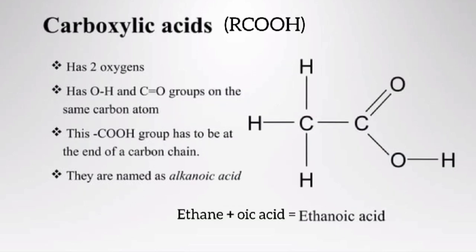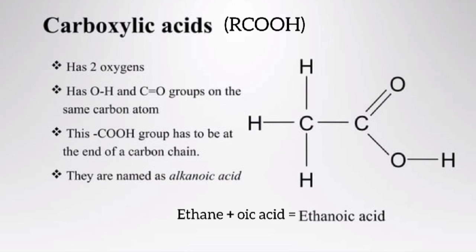The next functional group is carboxylic acid. RCOOH is the general formula. Here also you have 2 oxygen atoms. You can find that there is one OH group and a C double bond O group that is attached to the same carbon atom. And here the COOH group can be seen at the end of a carbon chain. The suffix used in the case of carboxylic acid is "oic acid", OIC and acid.